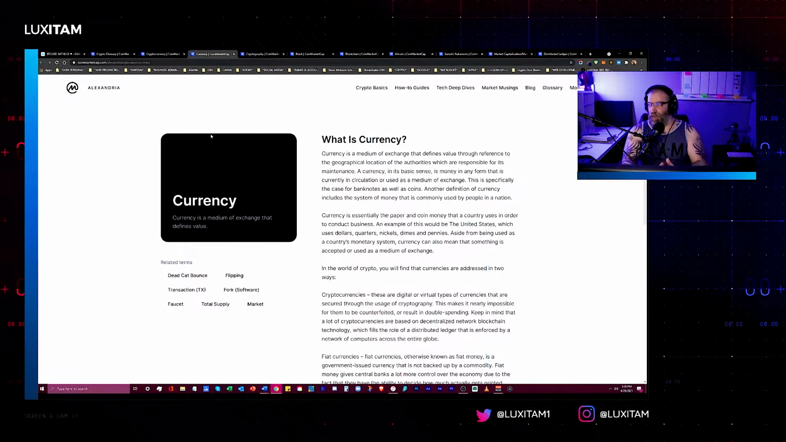The other one, currency, is a medium of exchange that defines a value. Currency in today's form is the US dollar, the medium of exchange that we use to transact. Where does that come into play with blockchain? Cryptocurrencies like Bitcoin, Litecoin, Dogecoin. These are mediums of exchange. I have this, you have that, I'll give you this, you give me that. That's where the exchange is coming.